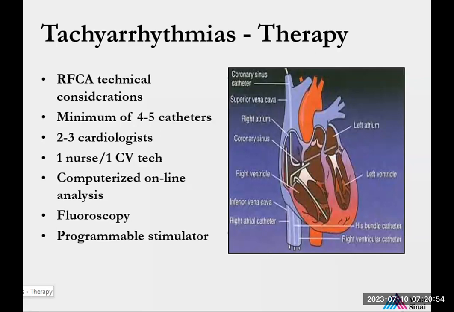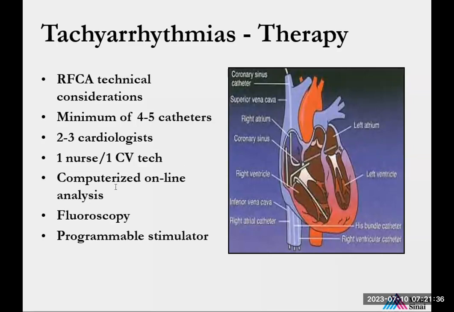In terms of the technical considerations, most ablations require the placement of at least 4 or 5 catheters. So that means 4 or 5 central lines. And so we have a catheter going in the coronary sinus, one in the right ventricular apex, one in the right atrium, and then one at the area of the bundle of His, not to mention the ablation catheter. So a lot of catheters. Some labs will have as many as 2 or 3 cardiologists. Some of you who've worked with me see that we usually do it with me and Josie, a nurse practitioner. There's usually a nurse in the room, a CV tech. There's a lot of people involved.